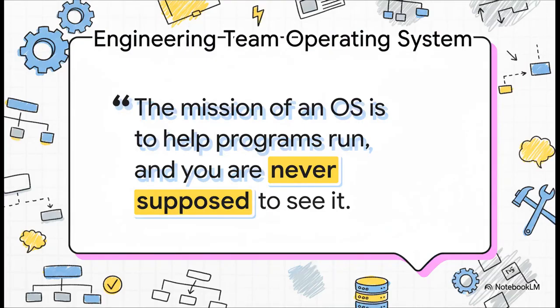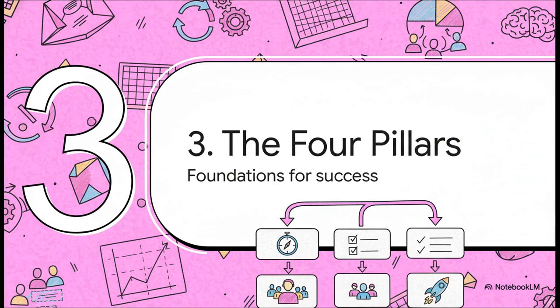And this quote from Linus Torvalds just hits the nail on the head. Think about it. A great computer OS is invisible. It just works, right? It lets all the applications run smoothly without getting in the way. Well, your team's OS should do the exact same thing. It's the invisible framework that fades into the background, creating an environment where amazing engineering work can just happen. It creates flow.